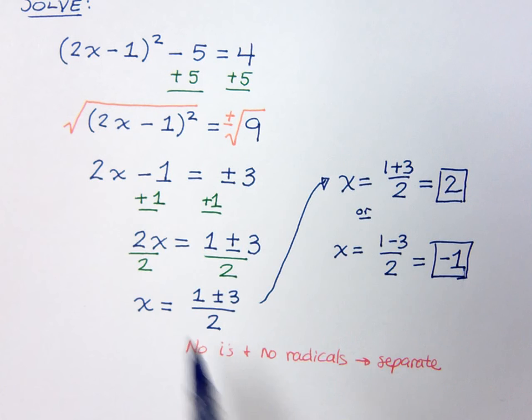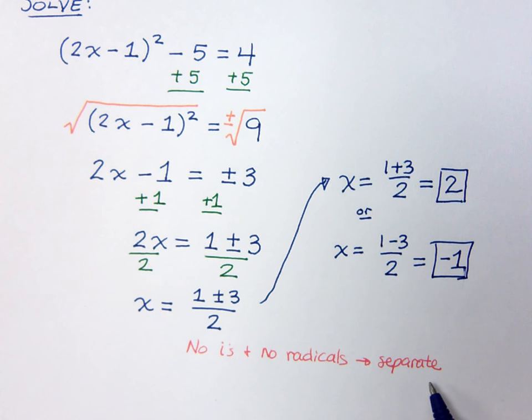So, remember, when you go through and you're solving these and you have nothing imaginary, and you don't have any radicals, then you separate to get your two answers, to make sure that you totally simplify.